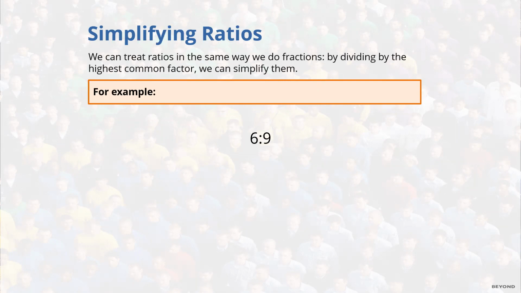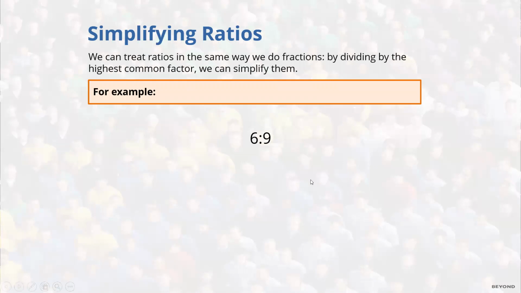Someone said it. We have to use the same number which we divide into both. What number do we have to use? 3, which is the highest common factor. Yes, we have to use 3, because 3 can go into both 6 and 9 without leaving a remainder.